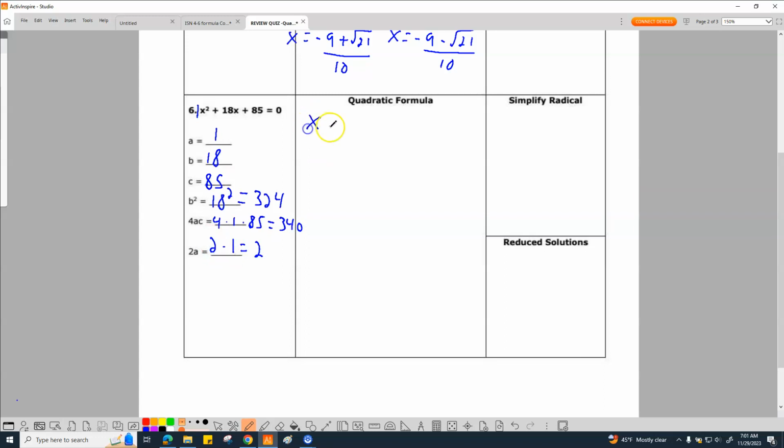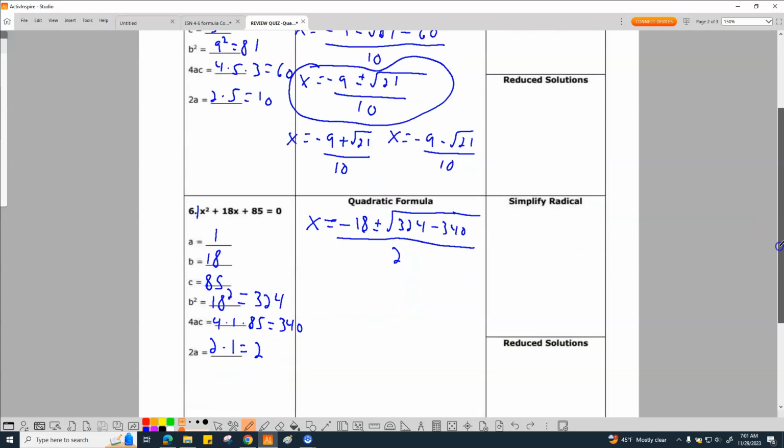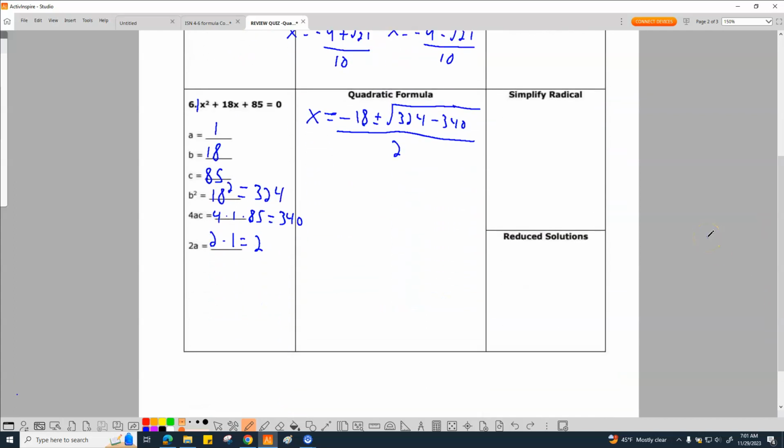Now let's put this together. x equals negative. Make sure that negative is always there. B, I'll scroll up and see if we can see the old equation. Yeah, there it is. So x equals negative b, which in this case is 18, plus minus the square root of b squared, which is 324, minus 4ac, which is 340, all over 2a, which is just 2. All right, we got that down. I'm going to scroll back down. Okay, so we have this thing set up, and it looks good to go. So let's go ahead and clean it up.